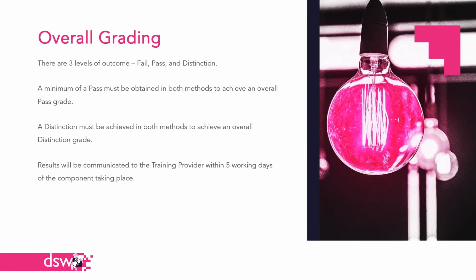Overall grading. There are 3 levels of outcome available: fail, pass and distinction. A pass must be achieved in both methods to achieve a pass overall, and distinction in both methods to achieve a distinction overall. Results will be communicated to the training provider within 5 working days of the assessment taking place.